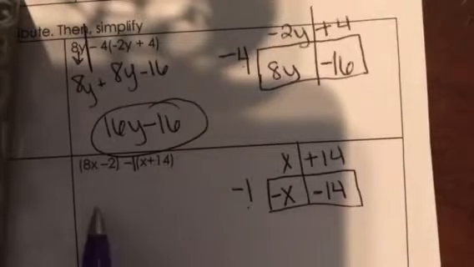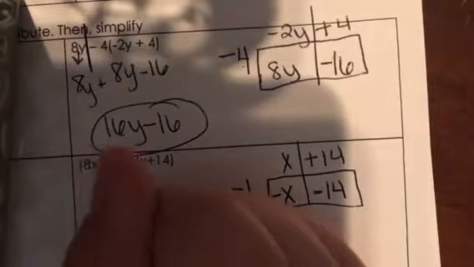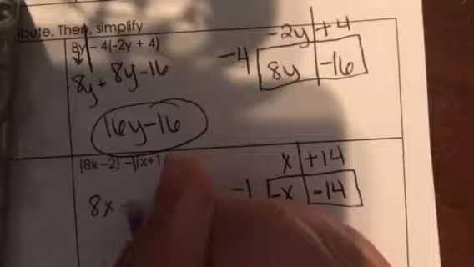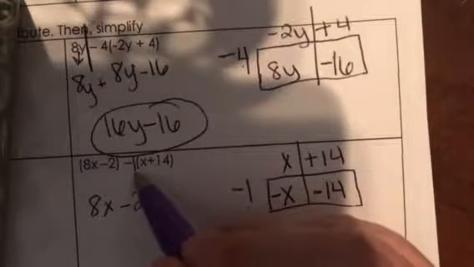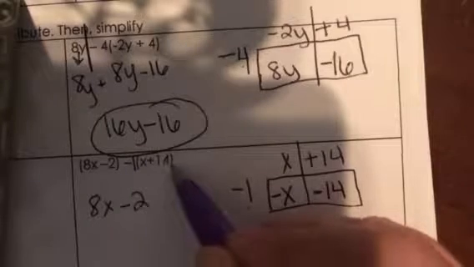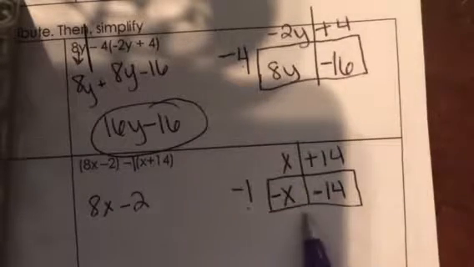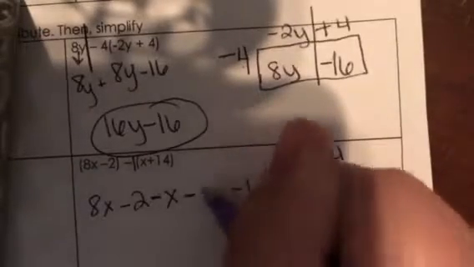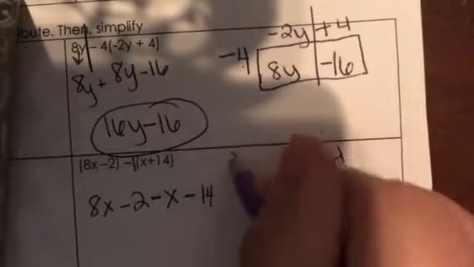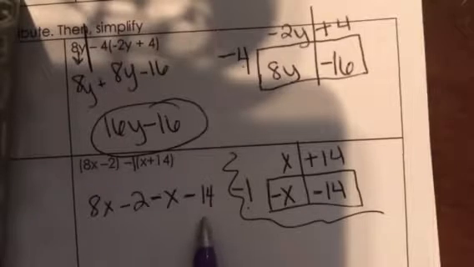So, if you come back to the problem, you do have your 8x minus 2. But because I had to distribute this negative 1, I know that I have minus x minus 14. That would be where the majority of people make their mistake, is they would just bring down plus 14. And you can't do that.